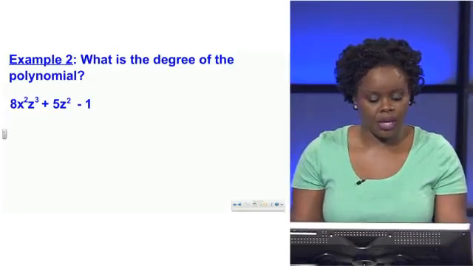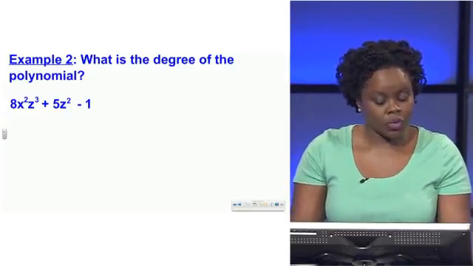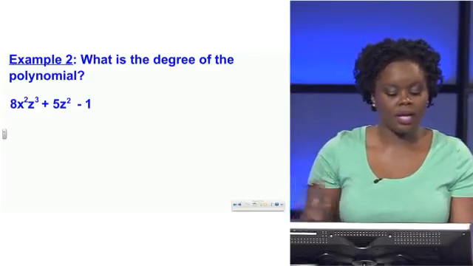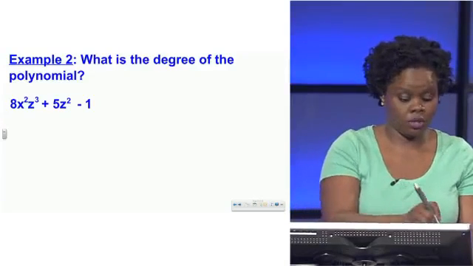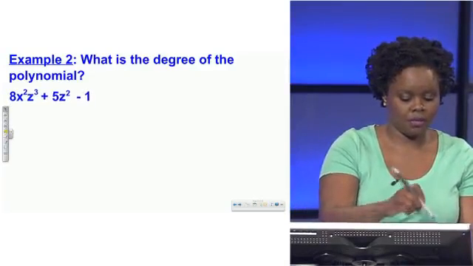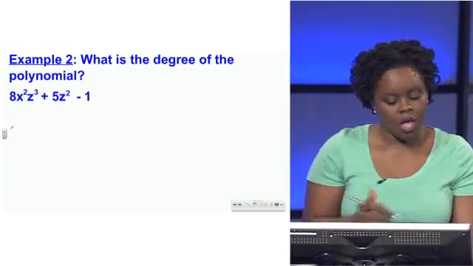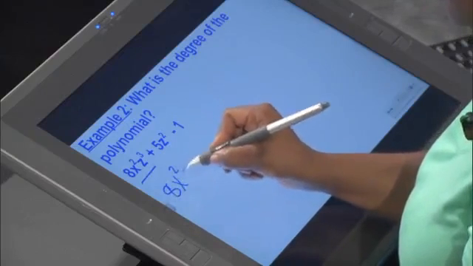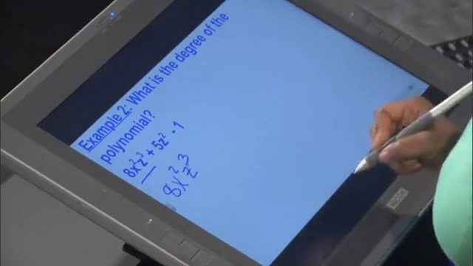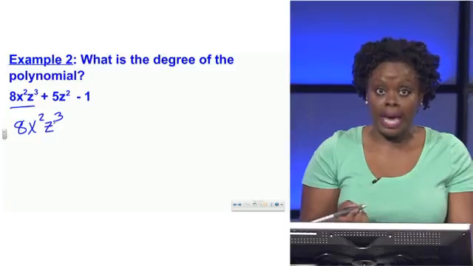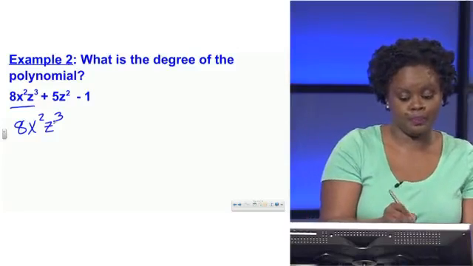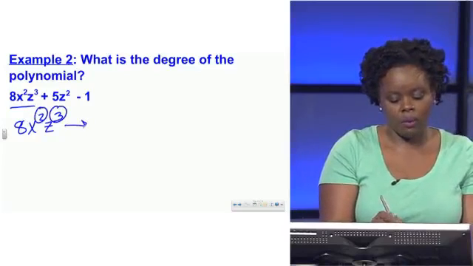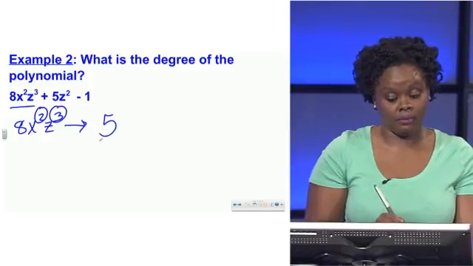Okay, so what is the degree of the polynomial? 8x squared z cubed plus 5z squared minus 1. Alrighty, so let's find the degree of each of these terms. Gotta shift that problem up a bit, give myself a little more room. Alrighty, so for my first term, I have 8x squared z cubed. So I have more than one exponent here. I'm going to need to add the exponents together to get the degree of that term. So 2 plus 3, that's 5. So I'd say, all right, well, that first term has a degree of 5.